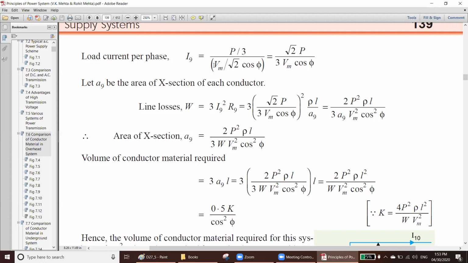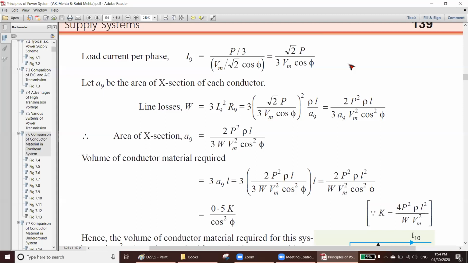So Vm divided by √2, into cos phi is multiplied with Vm. Okay, so you can use another bracket here. So P divided by 3 into Vm cos phi divided by √2. So the √2 will go up and 3 will come down. So √2 P divided by 3 Vm cos phi, that is your current or load current I9.